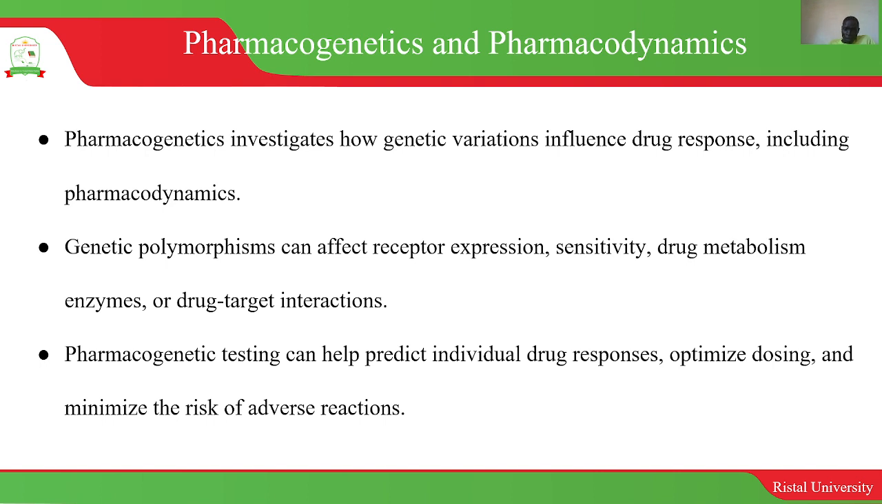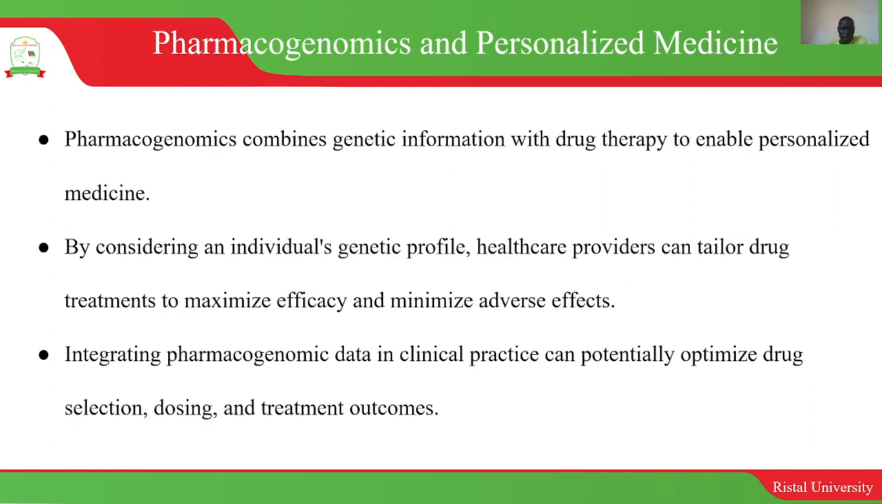Pharmacogenetics and pharmacodynamics. Pharmacogenetics investigates how genetic variations influence drug response, including pharmacodynamics. Genetic polymorphisms can affect receptor expression, sensitivity, and drug metabolism, enzymes, or drug target interactions. Pharmacogenetic testing can help predict individual drug responses, optimize dosing, and minimize the risk of adverse reactions.